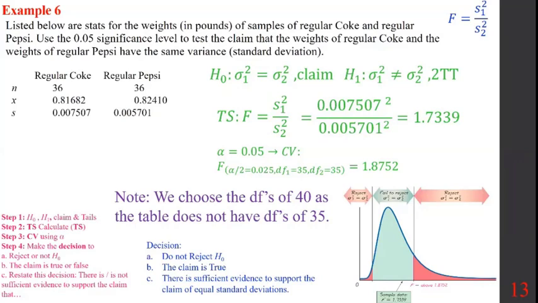The claim is true. There is sufficient evidence to support the claim of equal standard deviations, or there is sufficient evidence to support the claim that the weights of regular Coke and the weights of regular Pepsi have the same variance.